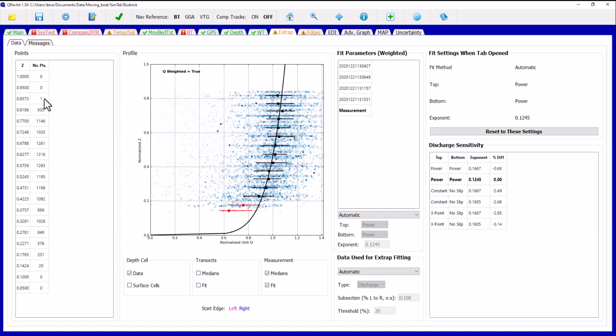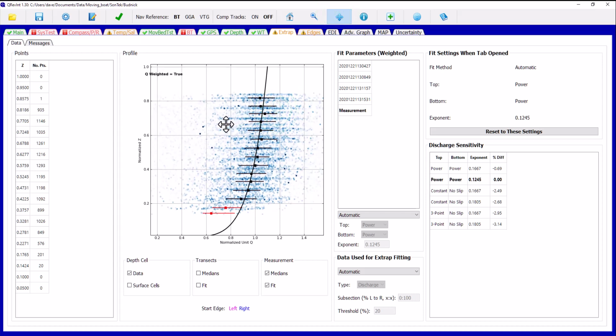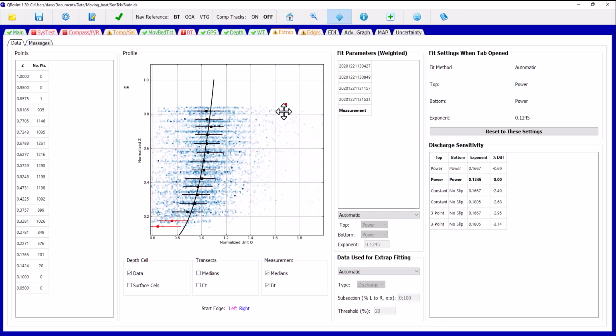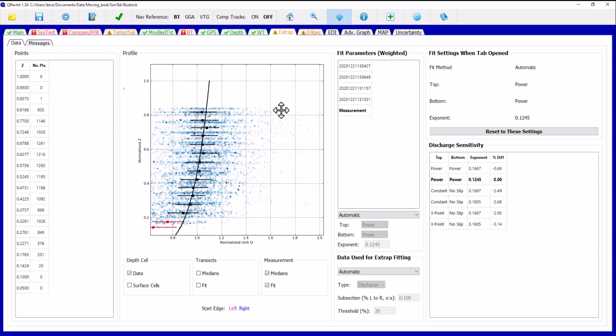And you'll notice that we have one point in the top layer and we don't see a red square. However, if we scroll to the right, we find that one point that is way off the rest of the points and would have had substantial influence on the top fit if we had included that point in our fit algorithm.